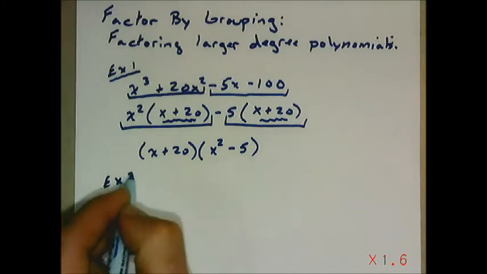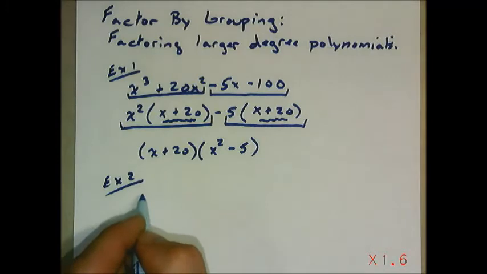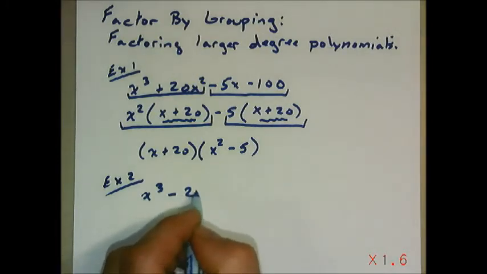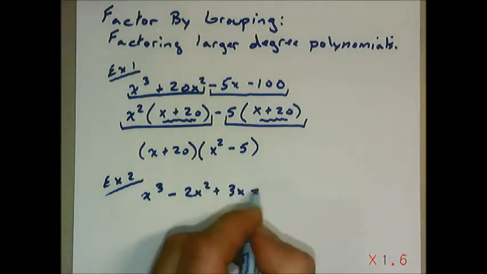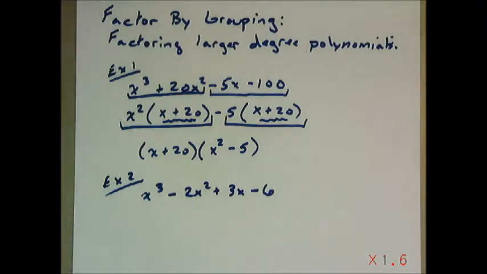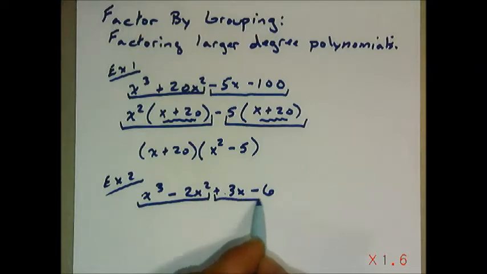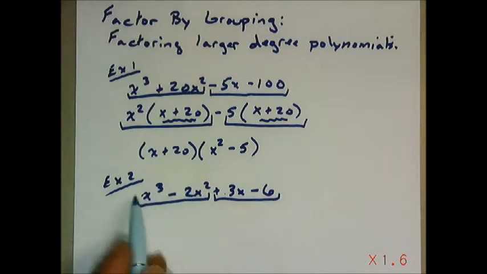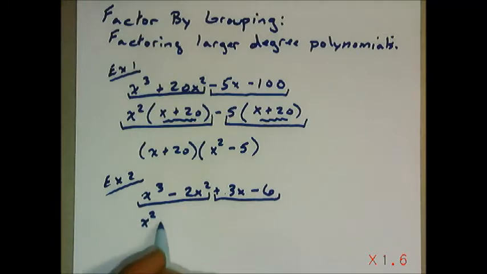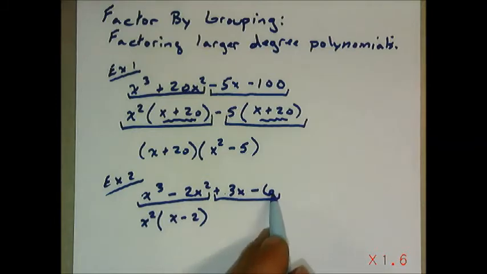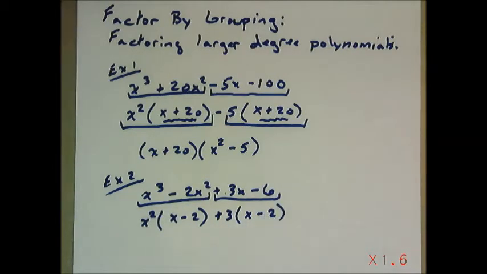Let's go ahead and take another example, and let's look at x to the third minus 2x squared plus 3x minus 6. Again, this isn't factorable by any method except by grouping. So I'm going to group the first 2 together, and the last 2 together. Pulling out my GCF, I have x squared, and I'm left with x minus 2. In these 2 terms, I can pull out a 3, and I'm left with x minus 2 as well.